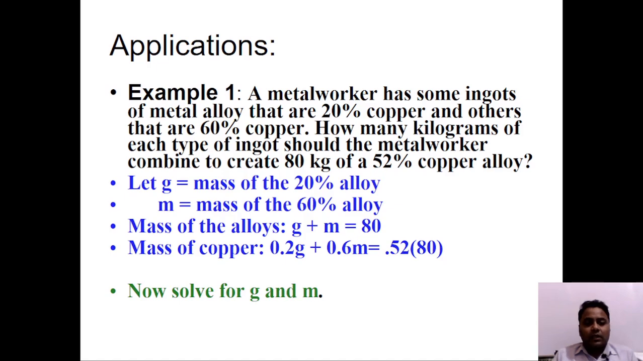A metal worker has some ingots of metal alloy that are 20% copper and others that are 60% copper. How many kilograms of each type of ingot should the metal worker combine to create 80 kg of a 52% copper alloy?